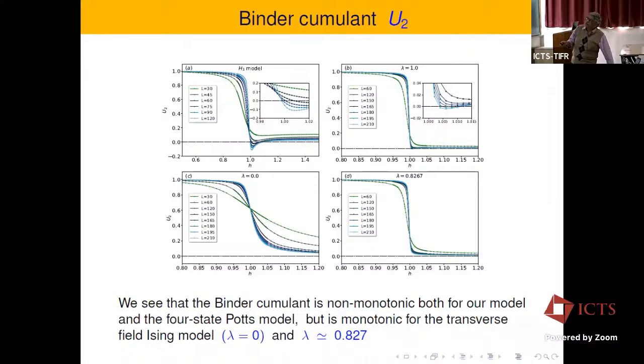Very close to the critical point, it actually dips and becomes negative. Lambda equals 1, the 4-state Potts model, is one end of the Ashkin-Teller line. It's also non-monotonic; you have to really blow this region up to see it. It becomes negative in a small region. Now lambda equals 0, the transverse field Ising model, is definitely monotonic, and lambda 0.8267 is also monotonic. So the Binder cumulant is non-monotonic for both our model and the Ashkin-Teller model at lambda equals 1, but monotonic for lambda 0 and 0.8267. This suggests that lambda 0.8267 is really not a description of our model, and we have to do better.